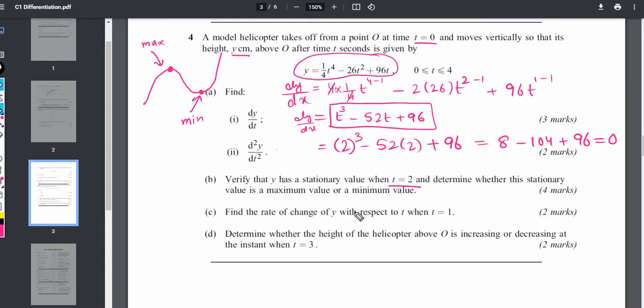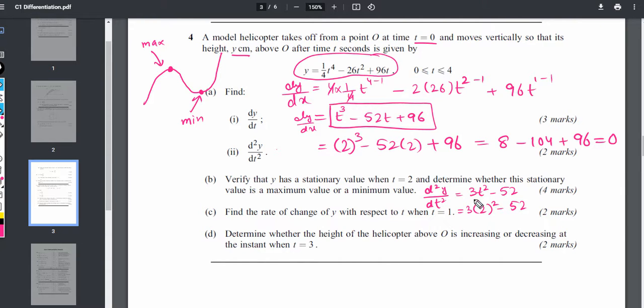Now we have to determine whether it's a maximum value or the minimum value. In order to find out whether it's a maximum or minimum, what we do is we put t equals 2 into the function of the double derivative. So my double derivative, d²y over dt², was equal to 3t² minus 52. So I'll put 2 over here, so it'll be like 3 times 2² minus 52. Now if I get a positive value, then it's a minimum point. If I get a negative value, then it's a maximum point.